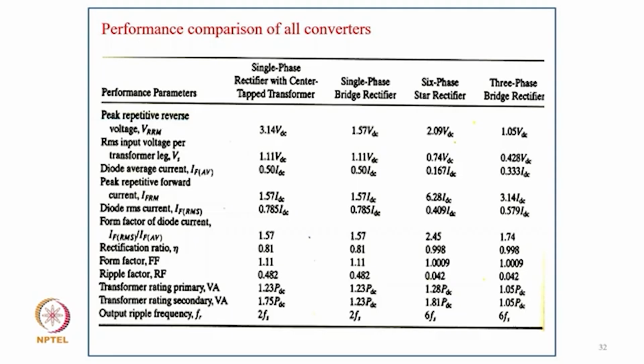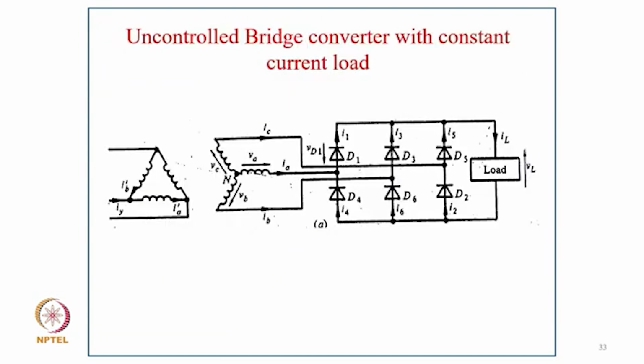These are the performance comparison of all the converters, like 6-phase rectifier with center tap, single phase bridge rectifier, 6-phase star connected, and 3-phase bridge rectifier, in terms of all the parameters including ripple factor and all those. And coming to uncontrolled bridge converter with constant load current.